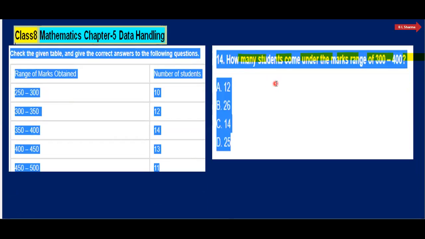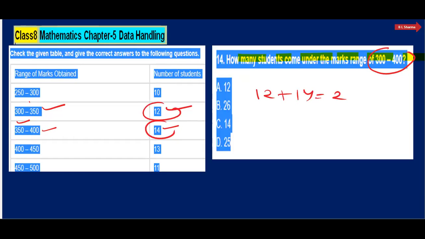Next question. How many students come under the marks range 300 to 400? Here it is 300 to less than 350, 12 students. 350 to less than 400, that is 14 students. So the range is 12 plus 14, that is 26. B is the correct option.